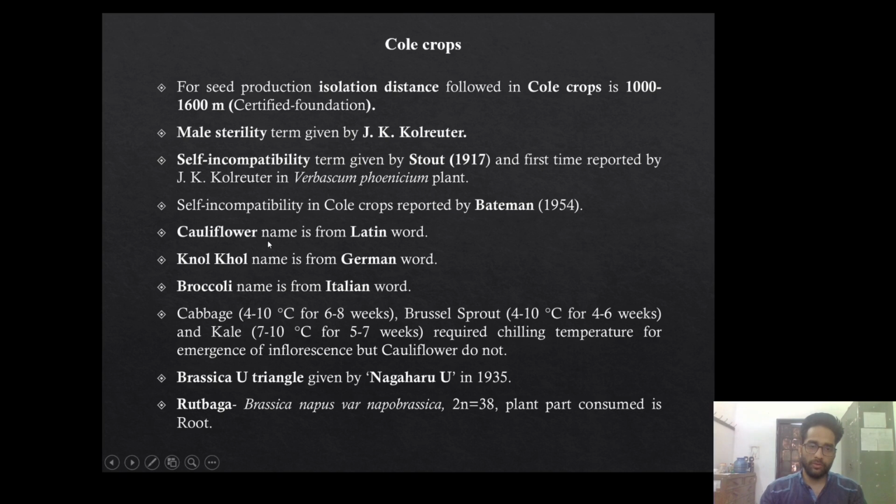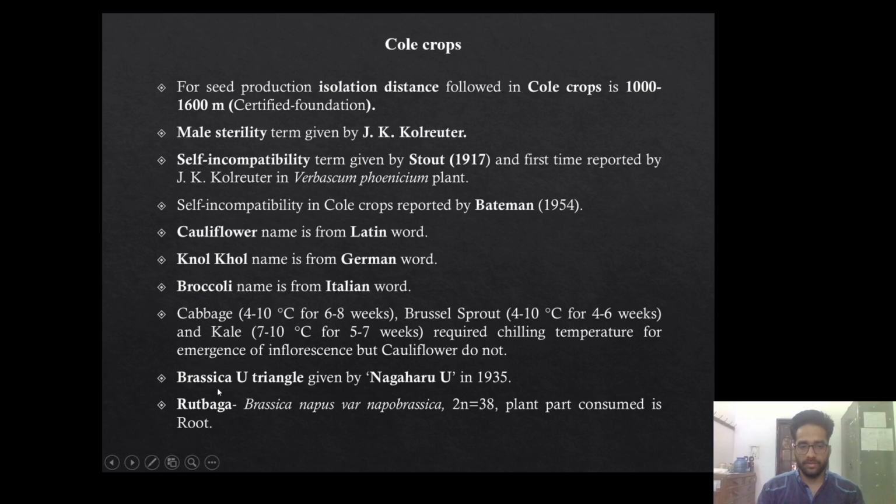The cauliflower name is a Latin word. Knol khol is a German word, and broccoli is an Italian word. In case of chilling requirement, cabbage requires 4 to 10 degrees Celsius for 6 to 8 weeks, and Brussels sprout requires 4 to 10 degrees Celsius for 4 to 6 weeks. This is the chilling temperature required for emergence of inflorescence. But please remember, among cole crops, cauliflower does not require any chilling temperature for emergence of the flower stalk. It may be asked in the exam, so please remember.